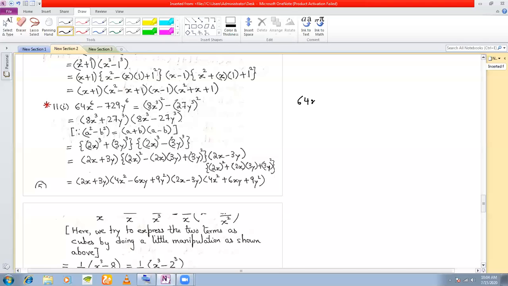Now look at this one. 64 x to the power of 6 minus 729 y to the power of 6. So 64 is a perfect cube. Also x to the power of 6 is a perfect cube, because this can be written as 4x cube whole square. Yes, I can write this way. Minus 729 is also a perfect square. I cannot write it in this way. Sorry. This is 8.